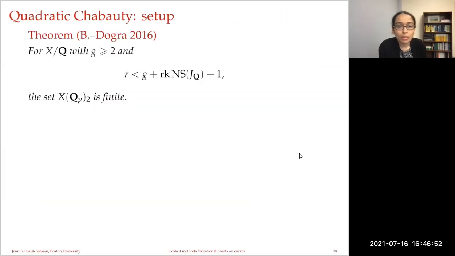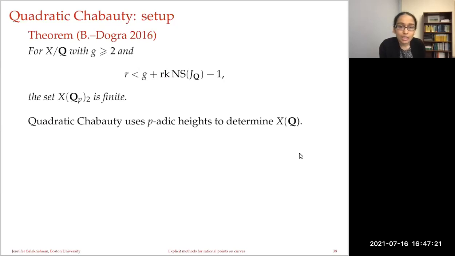All right, so one of the last things that I like to talk about is quadratic Chabauty and some of the tools that we have for computing with it. So quadratic Chabauty applies in the case where, or at least in what we've worked out, we have a curve over the rationals with genus 2 or more, and the rank of the Jacobian is less than g plus the rank of the Néron-Severi group of the Jacobian minus 1. We know that the set X(Q_p)_2, the quadratic Chabauty set, is finite.